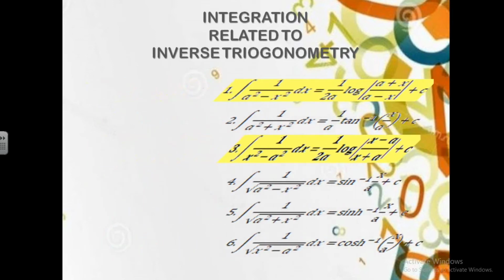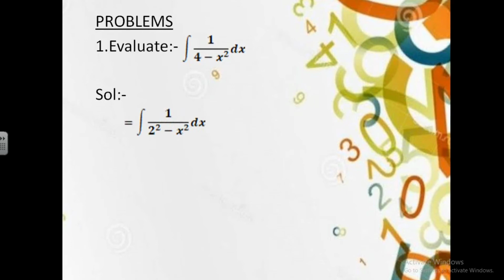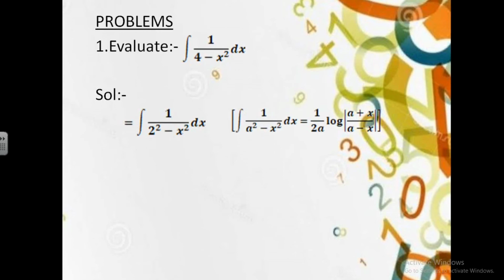Next, let us do some problems based on these formulas. First one, evaluate integration of 1 by 4 minus x square into dx. So this can be written like this: integration of 1 by 2 square minus x square into dx. Here 4 can be written as 2 square. It is in the form of integration of 1 by a square minus x square into dx.